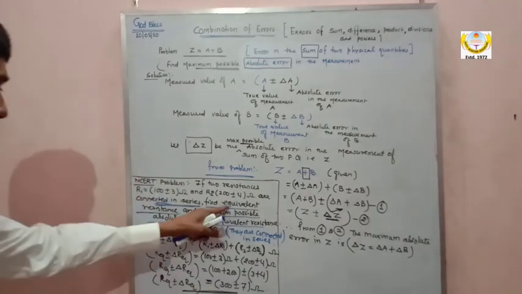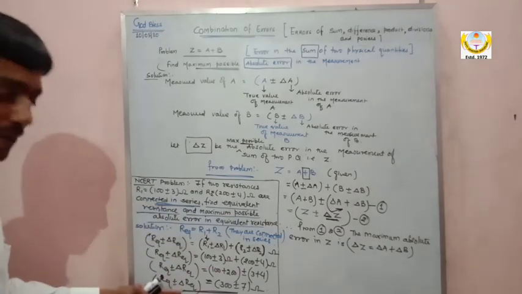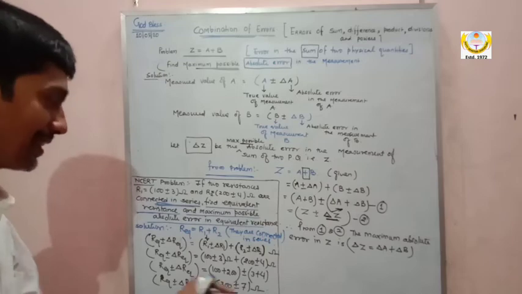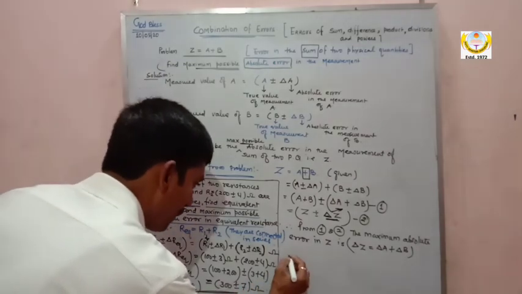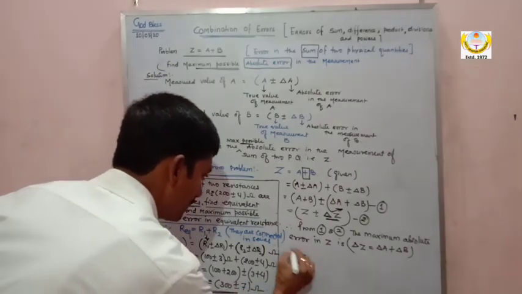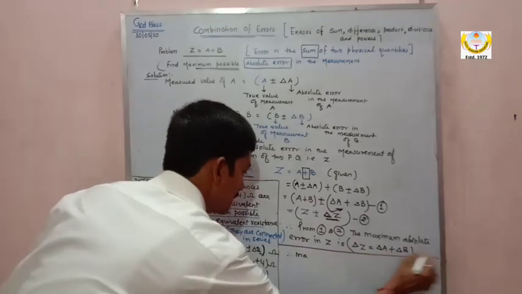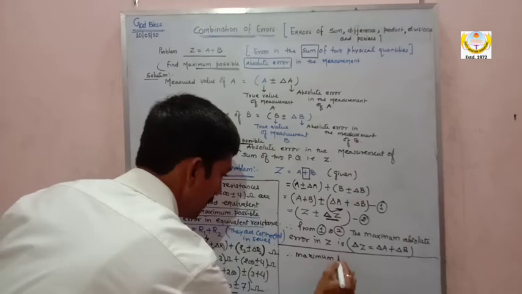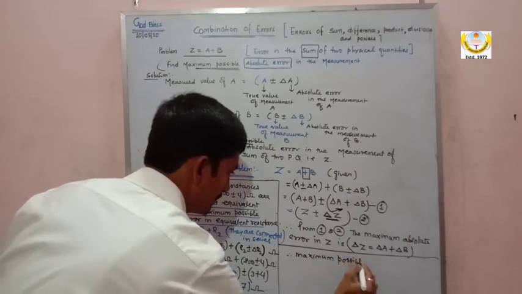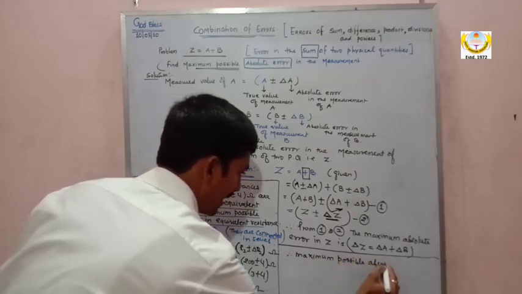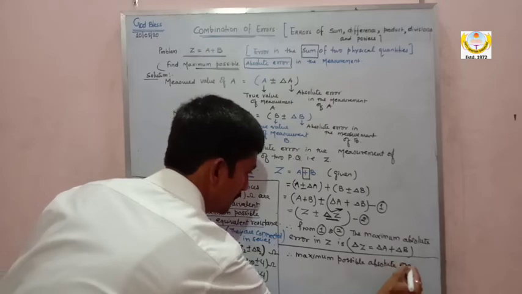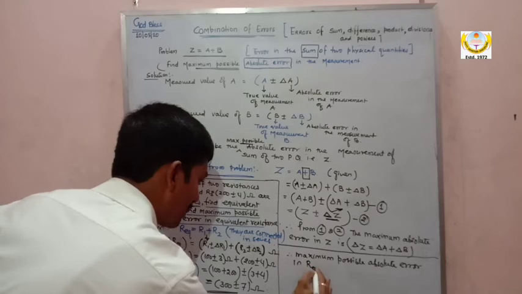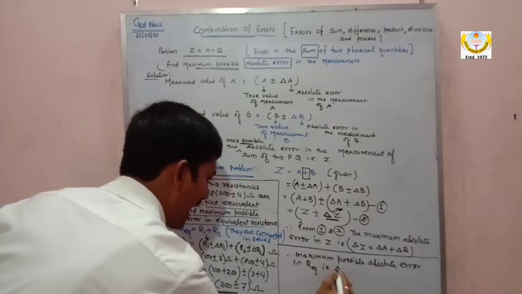So this is how I calculate equivalent resistance. Actually this is the way, bacho. In the book only R equivalent is given, but the right answer is this. So how much is the maximum possible error? Therefore, the maximum possible absolute error in R equivalent is delta R equivalent.